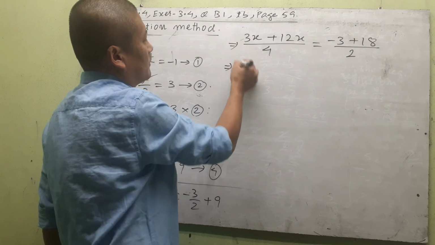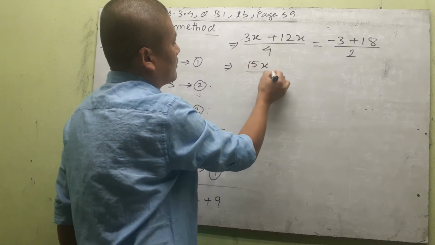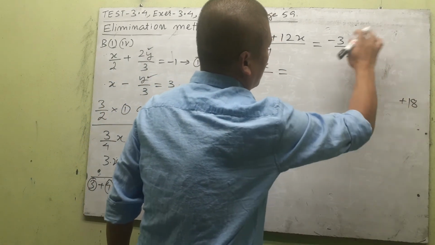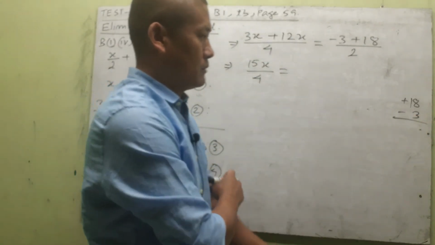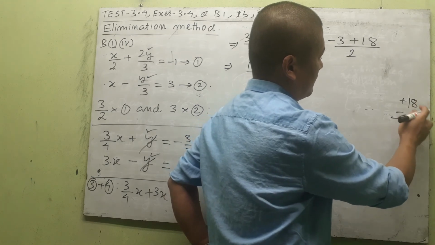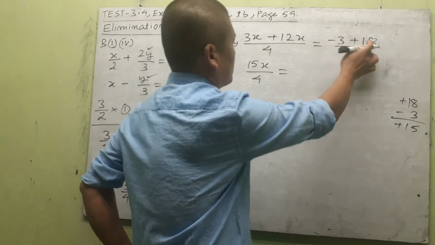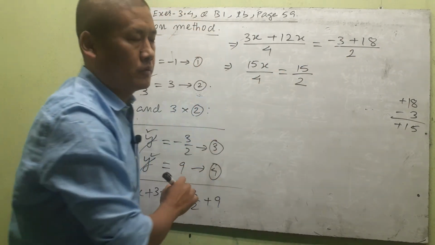Now let us solve. 3x plus 12x is 15x, divided by 4, is equal to plus 18, bigger one up, minus 3 smaller one down. So subtract, because plus and minus means subtract. So here 18 minus 3 is 15. Bigger sign is plus, so here also plus. So minus 3 plus 18 is plus 15 divided by 2.